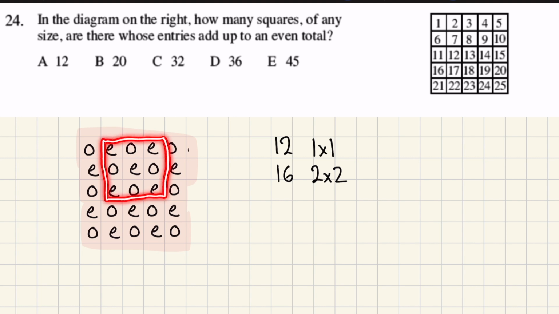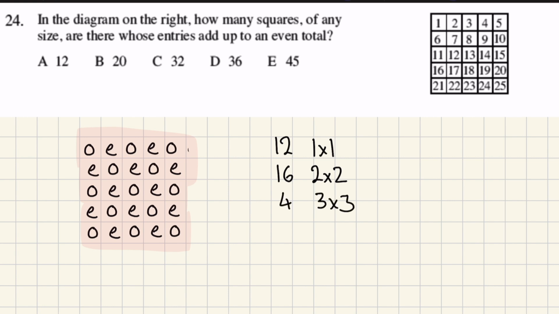There's this 3 by 3 that's got an even in the middle, this 3 by 3 that's got an even in the middle, this 3 by 3 that's got one, and just one more. And it makes a nice little pattern. So now we know we only have 4 3 by 3s.